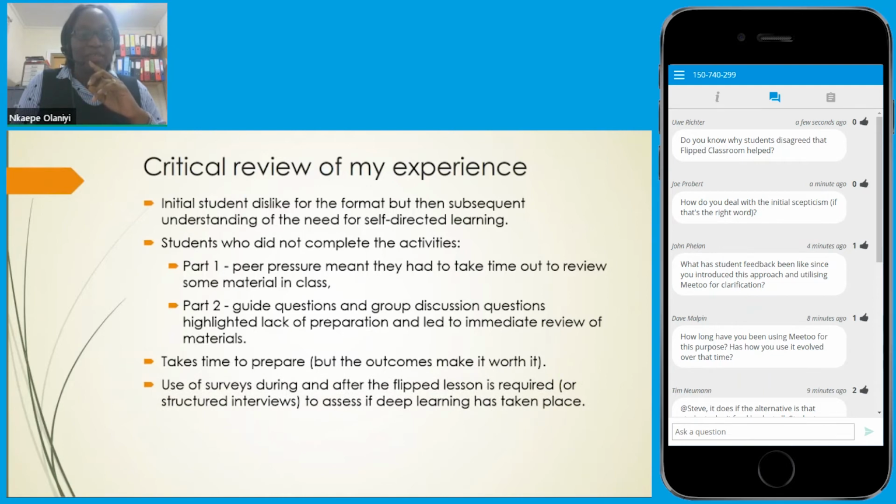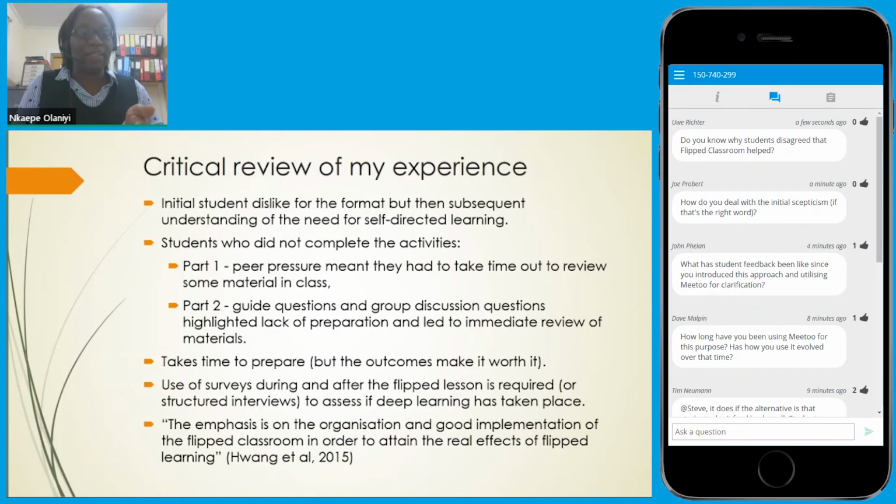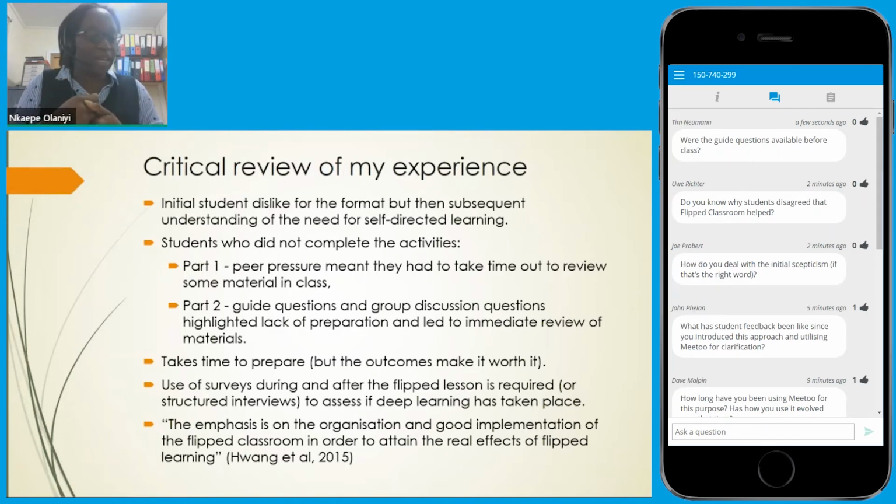The use of surveys would be good because I only get snippets as to what they might be thinking. So if I could have structured interviews, that probably would have been a lot better to just assess if deep learning has taken place. So as you can see, there is a need for good organization and implementation to be able to actually get the real effects of a flipped classroom.